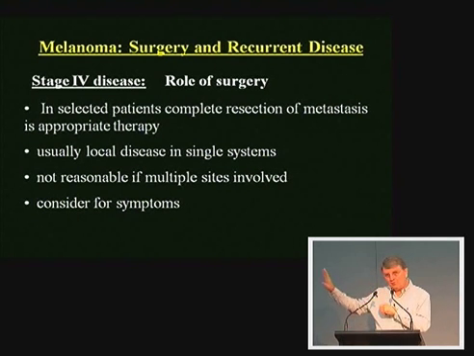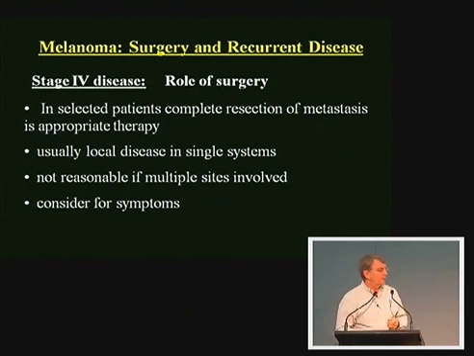But when it's reached stage 4, the risk that it's microscopic in other places is extraordinarily high. And what we see is the tip of the iceberg. So directing our treatment just to the tip of the iceberg may be the wrong thing to do. It is better to treat the whole iceberg, to treat the whole person rather than the thing you're looking at. So surgery is not reasonable if it's in multiple sites.